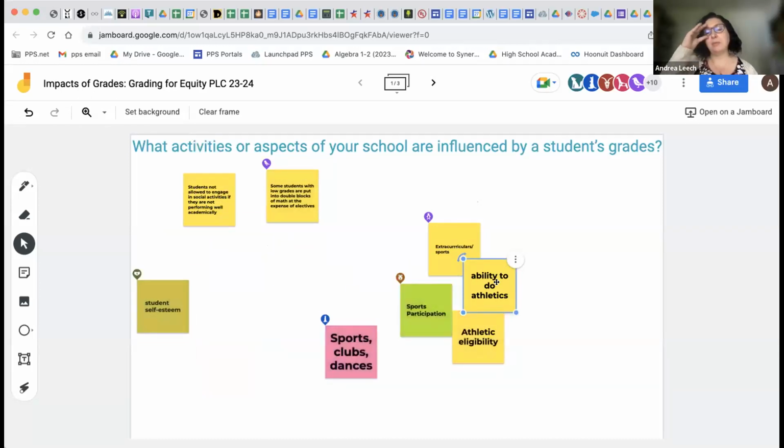And if you see some comment that's very similar to your comment, go ahead and move your sticky note close to that comment so that we can group them by ideas.